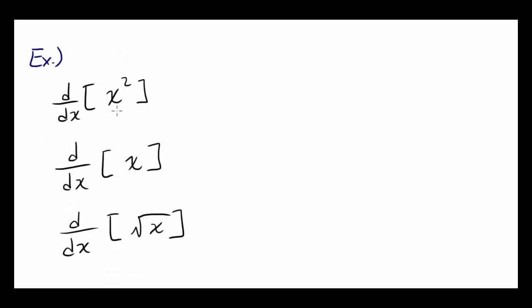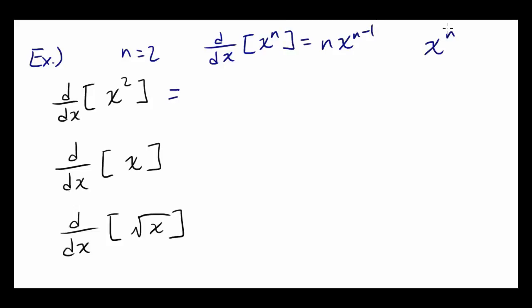The first one, derivative with respect to x of x squared. Now in this case, n is going to be 2. And the power rule states the derivative with respect to x of x to the nth power is n times x to the n minus 1 power. You can think about dropping this n down to the front and subtracting 1 from what that n was.